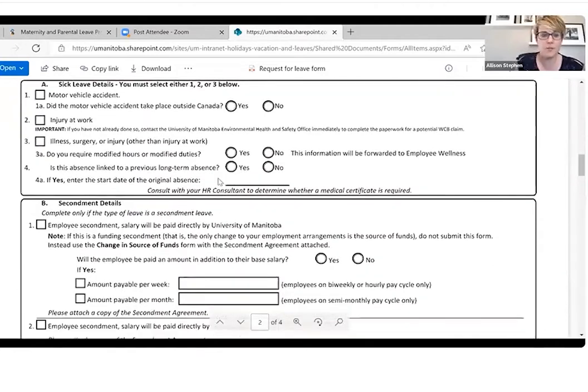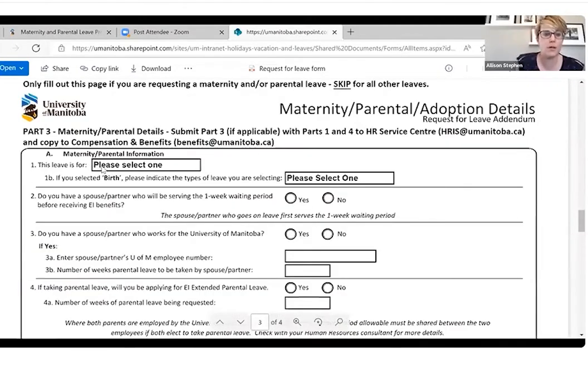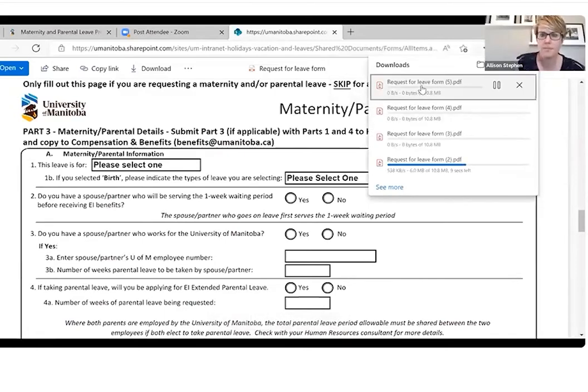Page 2, you can skip. This is for other types of leaves. Page 3, if it's for maternity, adoption, parental, you'd pick. I really wish I could, maybe I have to download this. I'm just going to see if that works better. So the main thing is you'd want to pick birth or adoption. Easier. See if it lets me open it.